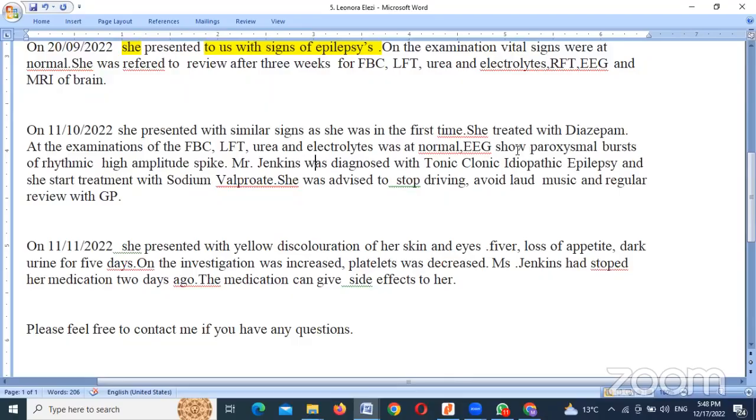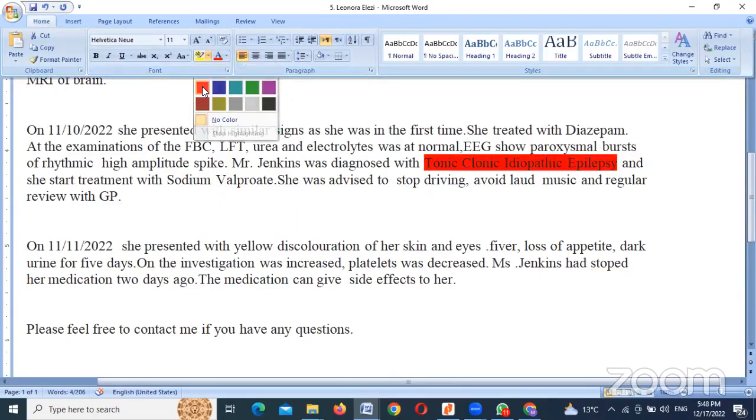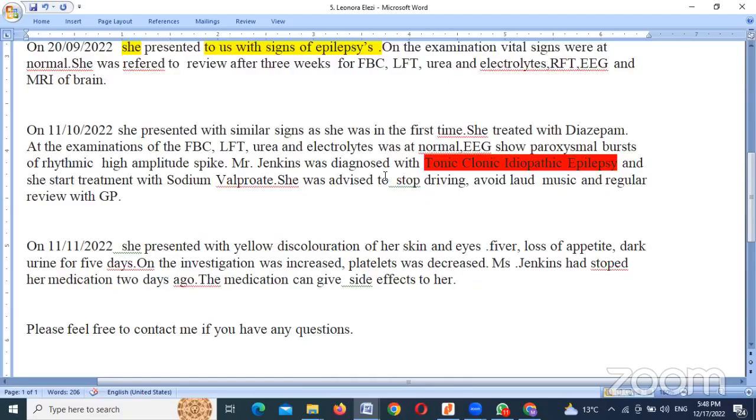EEG showed paroxysmal burst. She was diagnosed with monoclonal epilepsy. We don't need to write them in capital. We need to write this in small. We only write in capital if the name of the disease is given after someone's name, like Parkinson's disease, Alzheimer's disease. And "she start": this is a past visit, we cannot use "start". It is wrong.